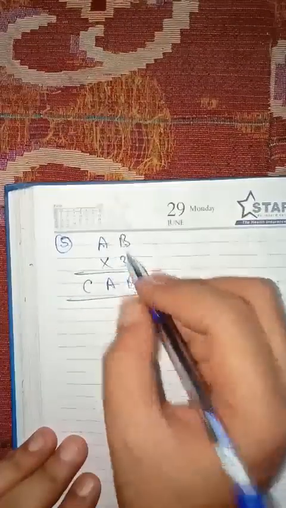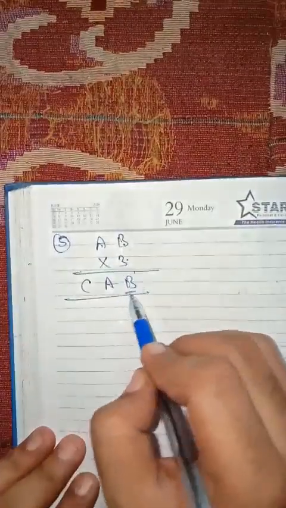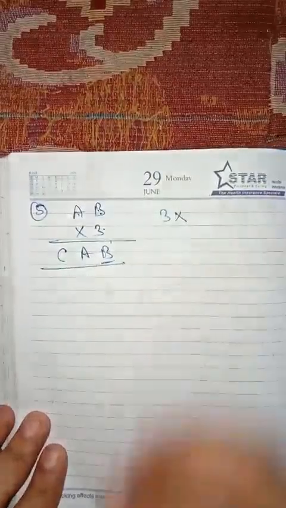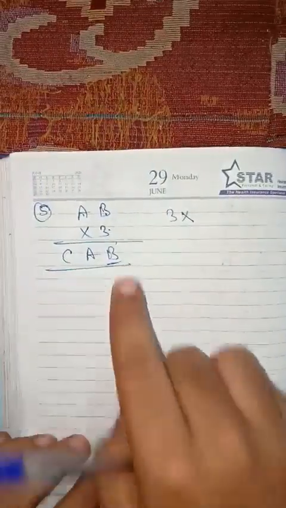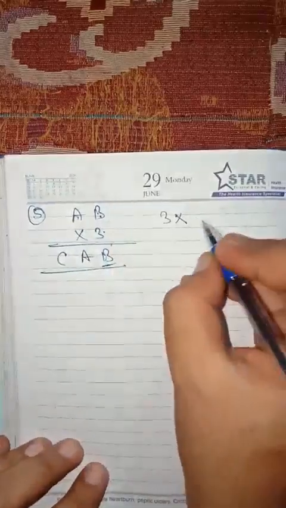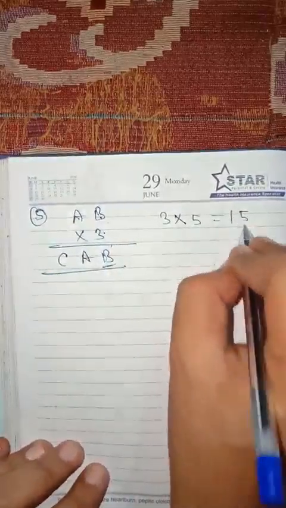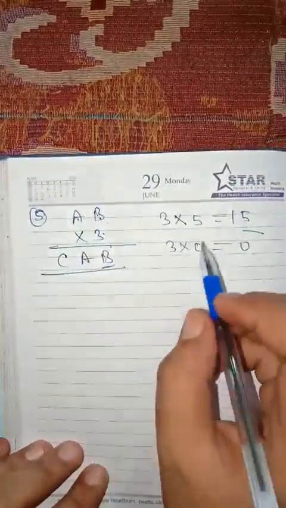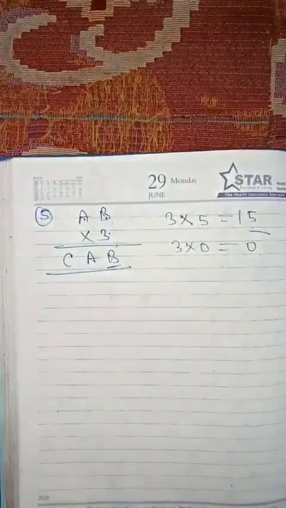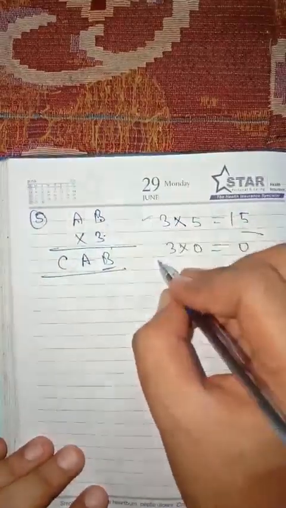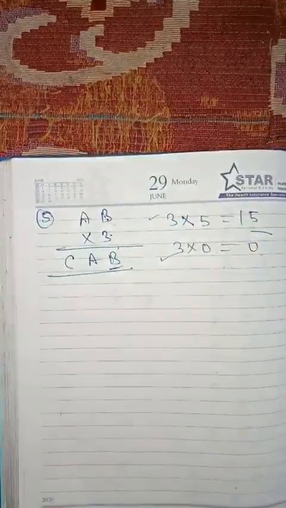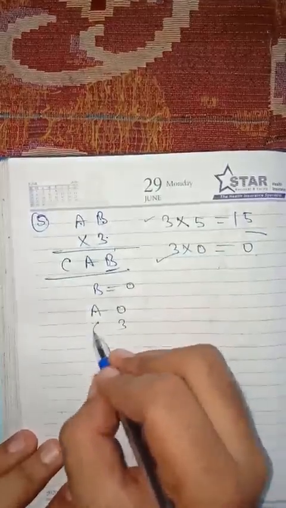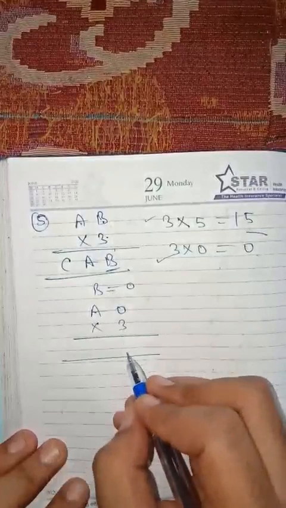Which number multiplied by 3 gives the same number in the unit place? Suppose we multiply 3 by which number, that we will get the same digit in the unit place. That can be 5, because 3 fives are 15, and that can be 0 as well. 3 into 0 is 0. So we should try both the numbers. Suppose we first try 0, let B be 0. So A0 into 3. So this will become 3 into 0, 0.